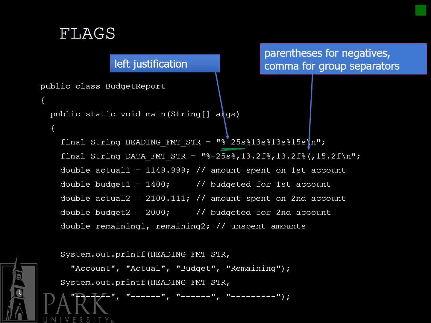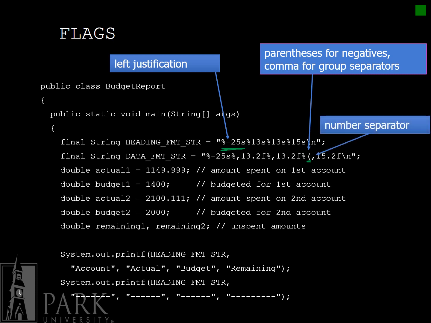The parentheses right here, this flag, tells us that, hey, you know what? We're going to use parentheses to denote negative numbers. So that's something that's used in accounting. Whenever you have a negative balance, it's going to be presented inside of parentheses instead of using a minus sign in front of it. Okay.